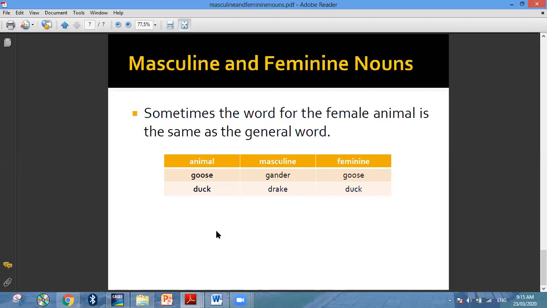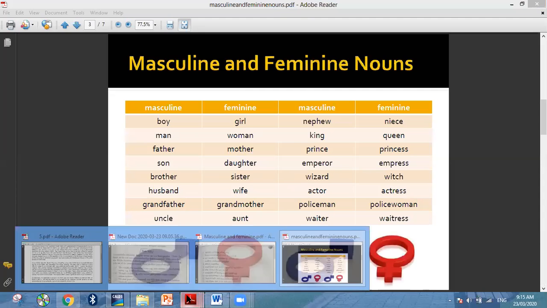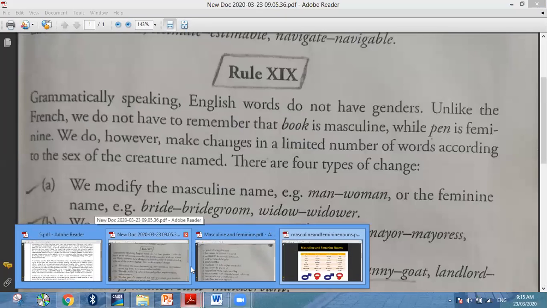The difference between masculine and feminine nouns. We can go through the book now. Here.